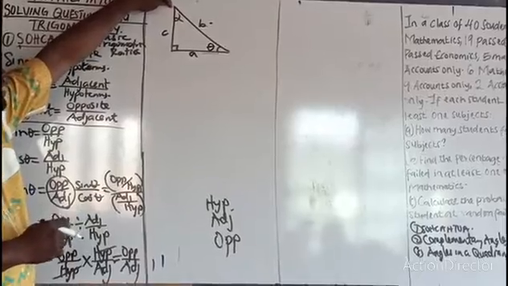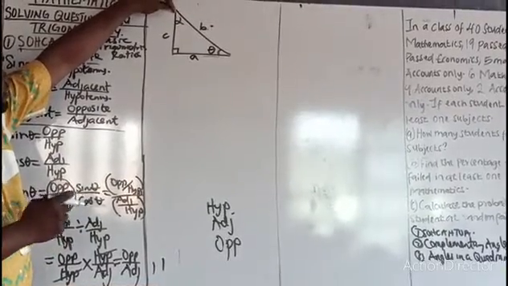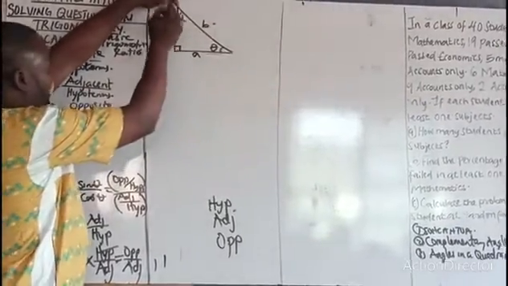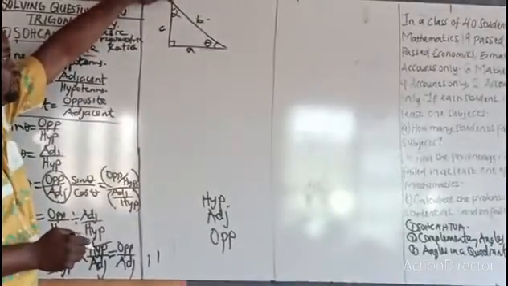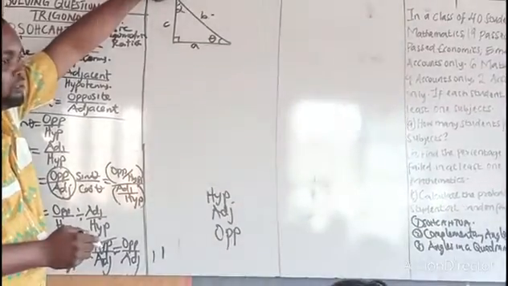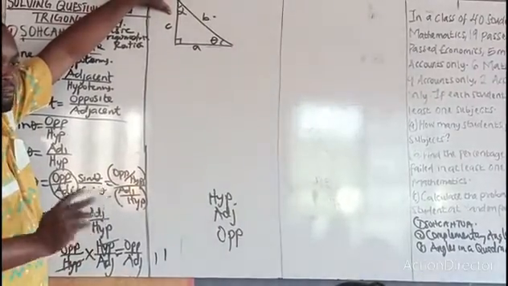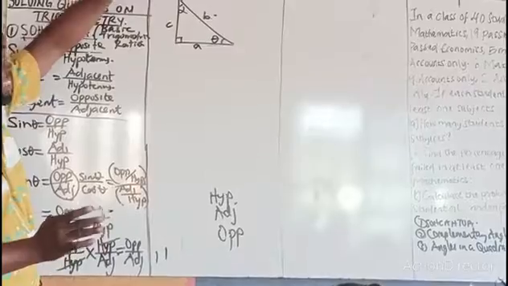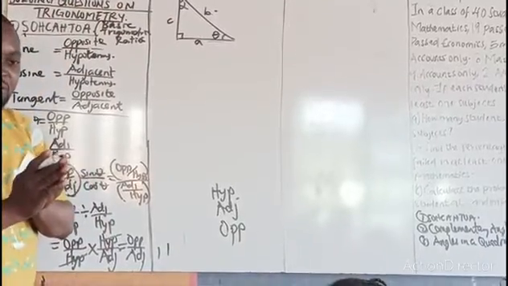Let's look at angle alpha. What will be our adjacent here? If I'm talking about angle alpha, this is angle alpha. Which two lines form angle alpha? C and B. What's our B? Hypotenuse. What would our C be? Adjacent. Because both of them, the hypotenuse and adjacent, form the angle. Are you seeing it?